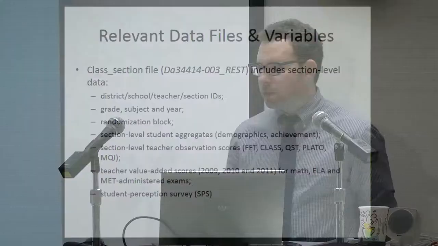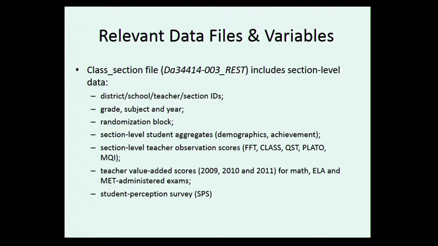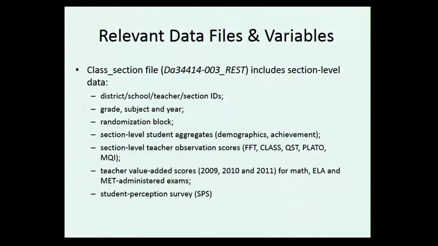We know that there's a whole literature on accountability and how that affects high-stakes exams in some ways differently than low-stakes exams. So Brian Jacob, I guess, who's here, has done some of that work. And then there's the student perception survey data, which is, again, taking the student-level responses to the survey and aggregating that up to the section level. Okay. Questions on the section level file.